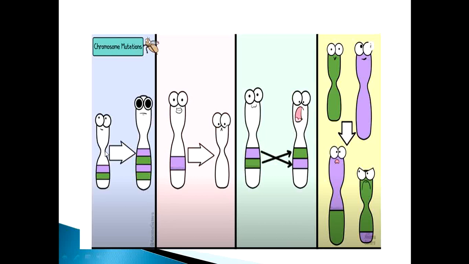Here you can see examples of chromosomal mutation. Here the purple and green part is repeated, duplicated. This is the example of duplication. The next is the example of deletion. The purple part is deleted. This is the example of inversion. The section flips over. And translocation is the transfer of a section of chromosome between 2 different chromosomes.